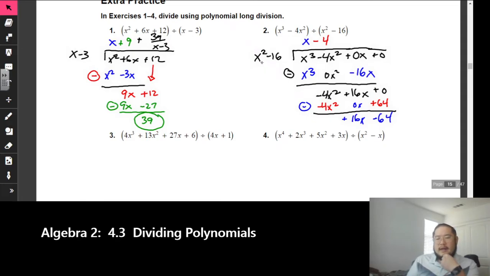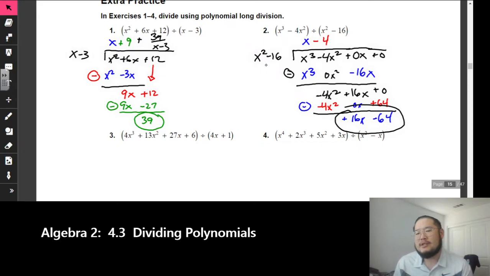Now we're going to continue the process. Can I go from x squared to 16x? Is there something that you can multiply so that it'll be able to combine with the 16x? And we can't. There's nothing more. So that means that this right here becomes my remainder, because there's nothing I can multiply by x squared to get 16x. So then this becomes plus 16x minus 64 all over x squared minus 16.